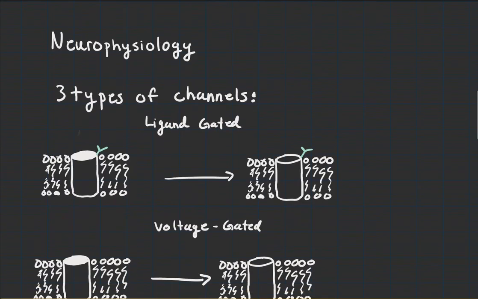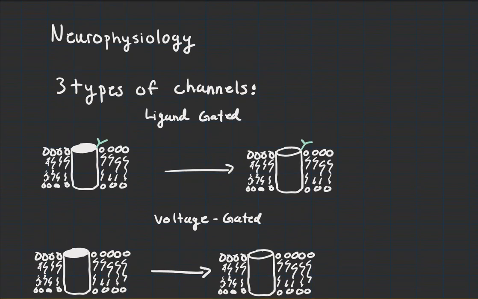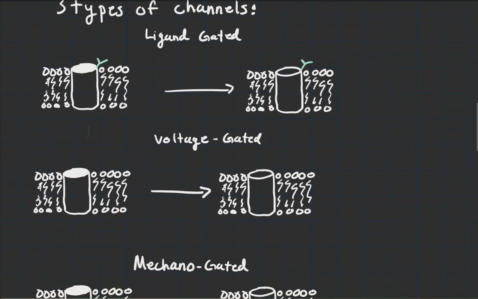Okay, now let's get into some neurophysiology. And I want to start by talking very generally about the 3 types of channels that we have in our body. And those 3 types are ligand-gated, voltage-gated, and mechano-gated.